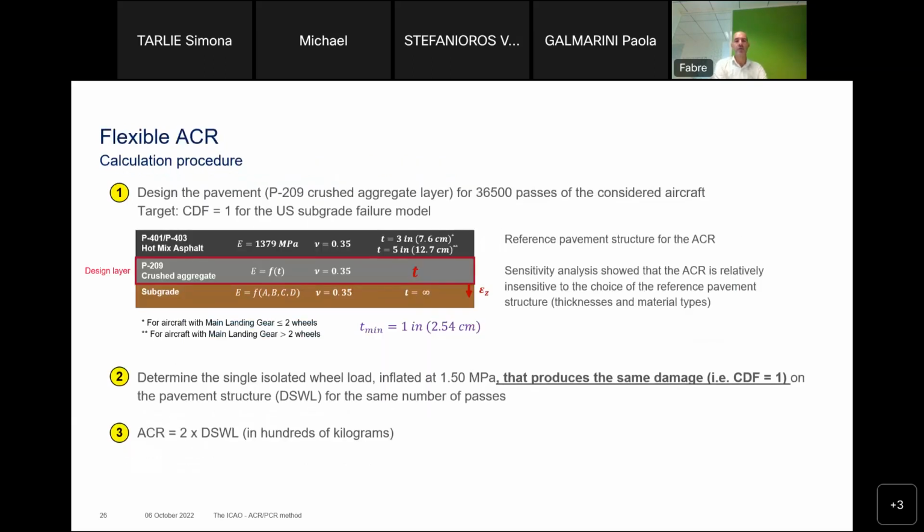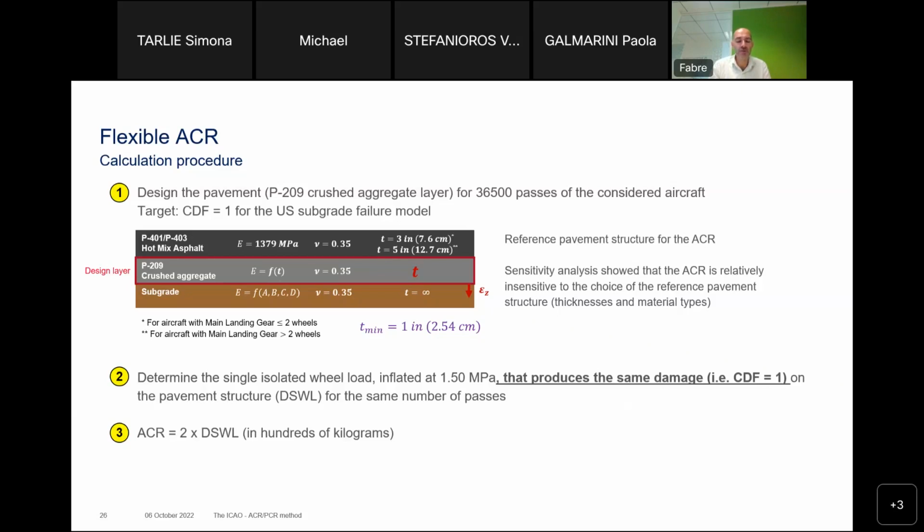So the ACR procedures, first for the flexible ACR. For flexible ACR, we had to define a reference structure for designing the pavement, since layered elastic analysis does not return a single equivalent thickness for all of the pavement structures, as for the early design methods such as the CBR design procedures, but a series of layers that are laid from the subgrade to the surface. For this purpose, the aim was to select reference pavement structures which would make eligible the largest aircraft weight range for the ACR calculation.